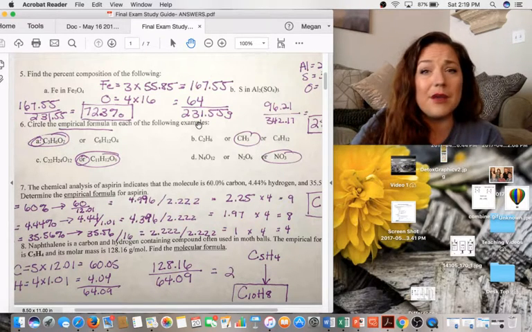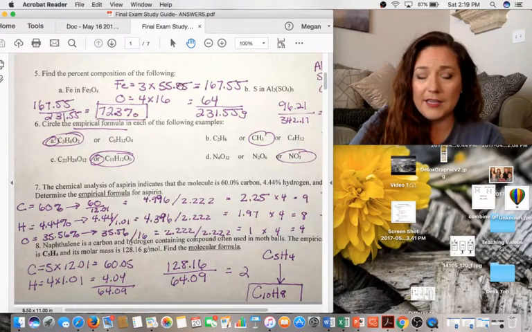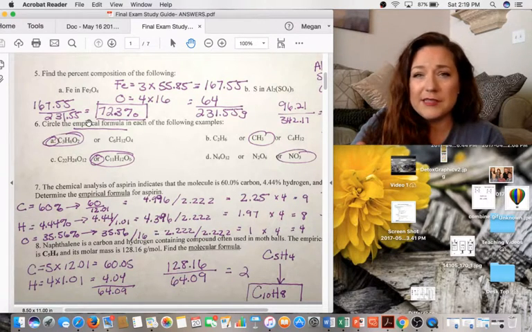Now, that's not my answer. We're trying to find a percent of that being for Fe. So, because Fe altogether has 167.55 grams, you divide it by the overall of 231.55, and you get a decimal of 0.723.